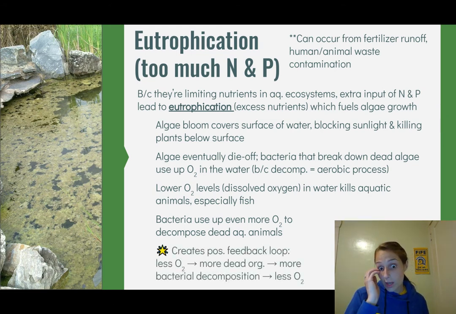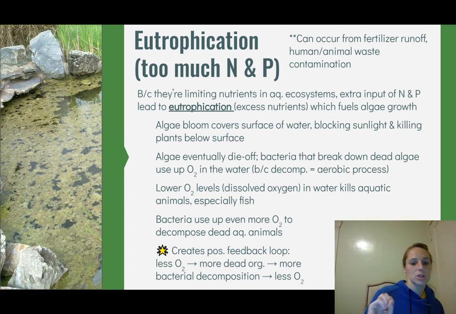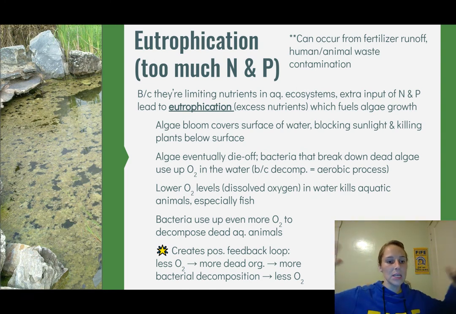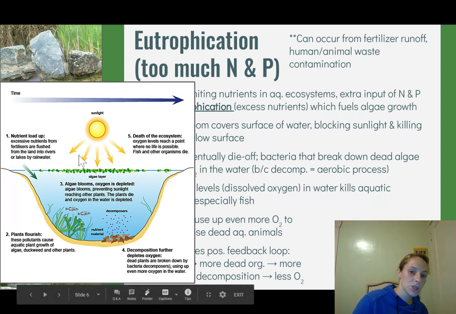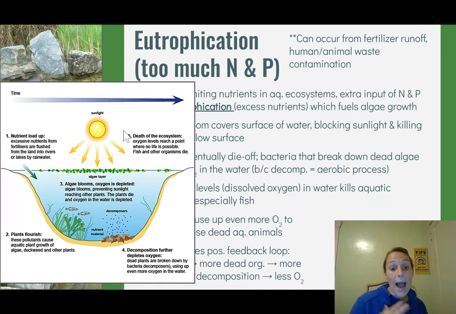And what this does is it creates a positive feedback loop. So there's less oxygen, which leads to more dead organisms, which leads to more bacterial decomposition, which leads to even less oxygen. And if you remember, a positive feedback loop is where the effect is continuing to be amplified. So there's going to be less and less and less oxygen through this process. If we look at this image here, it shows you the nutrients that go in, the plants, which then create an algae bloom, which then creates more decomposition, which ends up with the entire ecosystem eventually crashing when there is no oxygen.